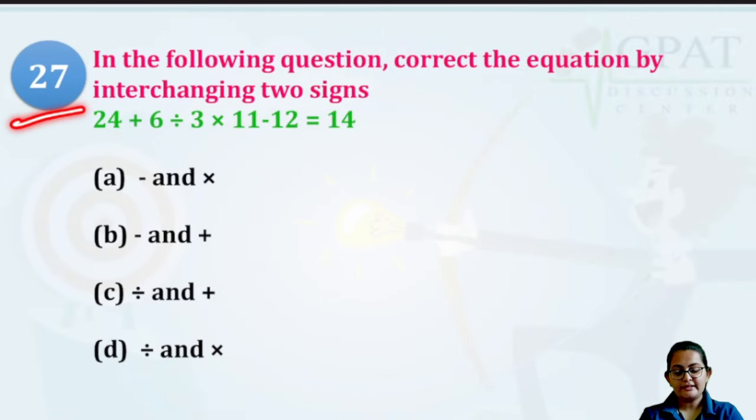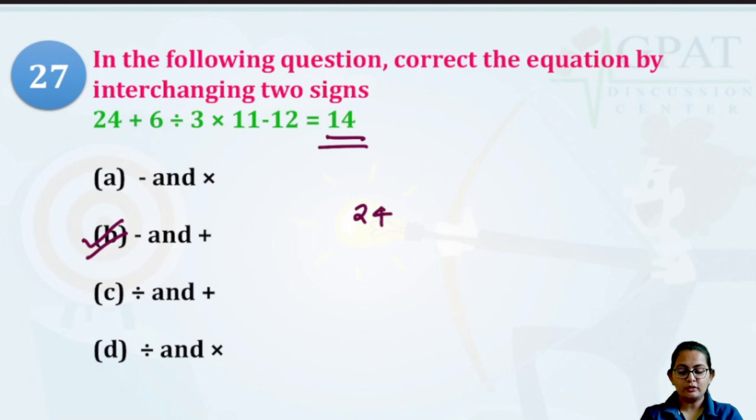Next, question number 27. What it is telling you is that you have to interchange some positions, similar to the question we did in model paper number 2 as well. After interchanging those positions, you have to match the answer with 14. So you have to try for all. The correct answer for this is option B.